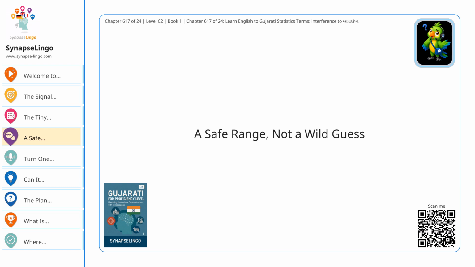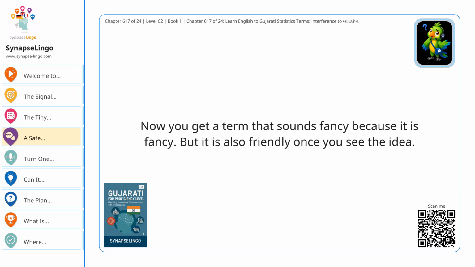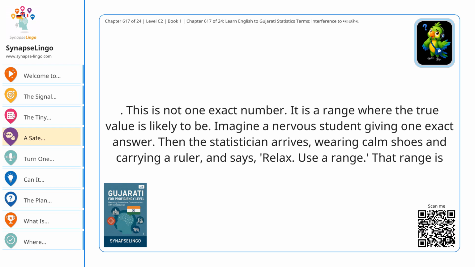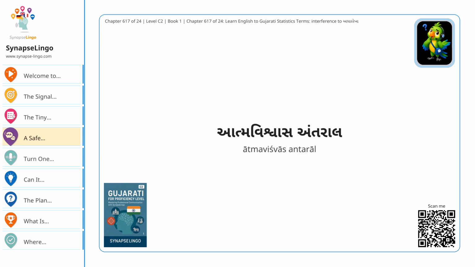A safe range, not a wild guess. Now you get a term that sounds fancy because it is fancy. But it is also friendly once you see the idea. Confidence interval in Gujarati is આત્મવિશ્વાસ અંતરાલ. This is not one exact number. It is a range where the true value is likely to be. Imagine a nervous student giving one exact answer. Then the statistician arrives, wearing calm shoes and carrying a ruler, and says, relax. Use a range. That range is આત્મવિશ્વાસ અંતરાલ.